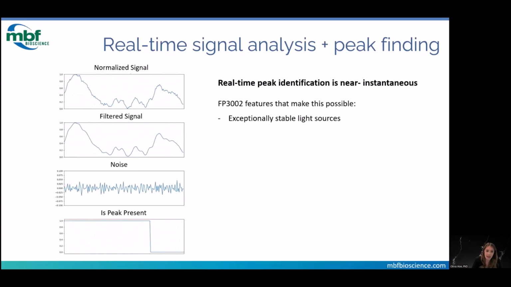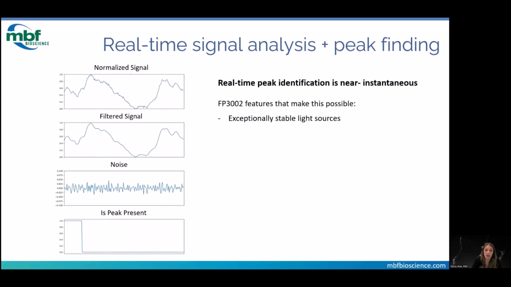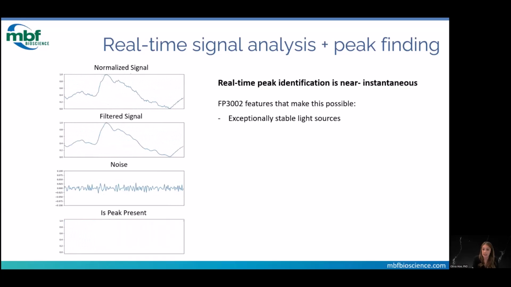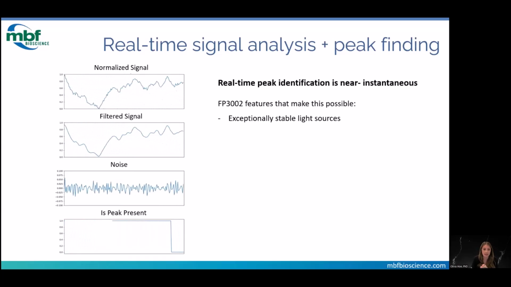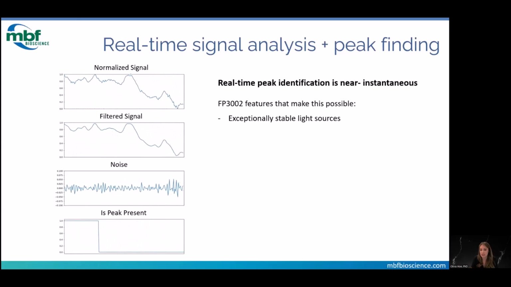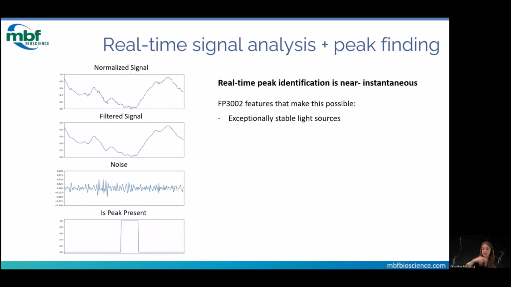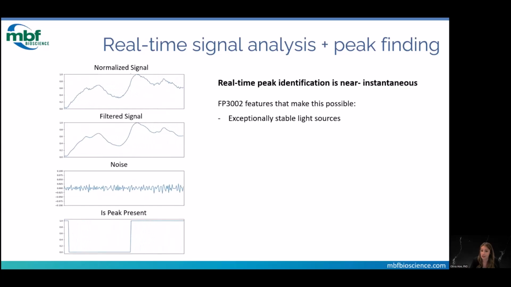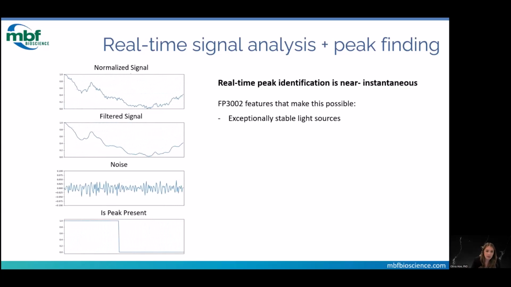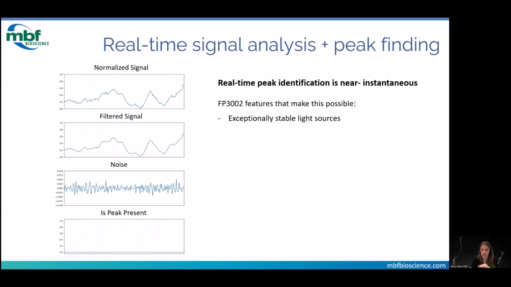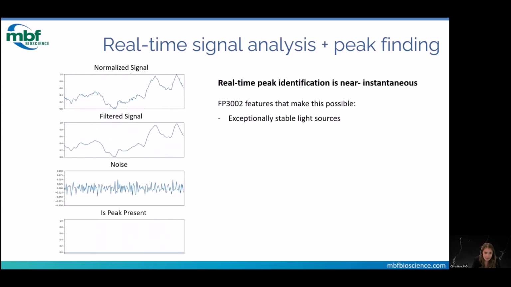And the first is that we spent a lot of time figuring out how to make exceptionally stable light sources, because if you have any fluctuation in your excitation light, you're going to have fluctuation in your signal as well. And so we spent a lot of time to try to figure out how to make this as stable as possible so that you are confident that any fluctuation in your signal is due to actual biological activity.